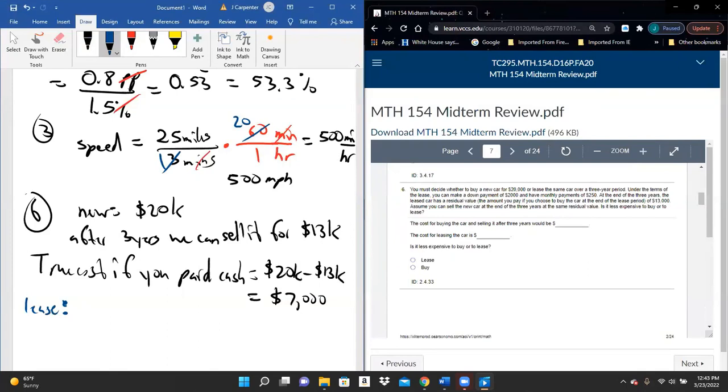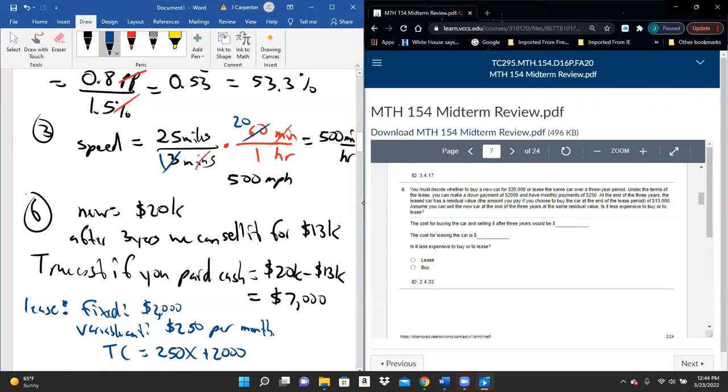Okay, so what is this lease scenario? So we got to put 2,000 down. That's a fixed value. We're going to pay that 2,000. And then we have a variable value that we're going to pay every month, $250. That's $250 per month. So I could actually set up a total cost equation for this. That's not the point of the problem, but I could do this if I wanted that. For any month, your total cost would be the variable amount, 250 times X, and then plus the fixed amount, your down payment of 2,000, where X is in months.